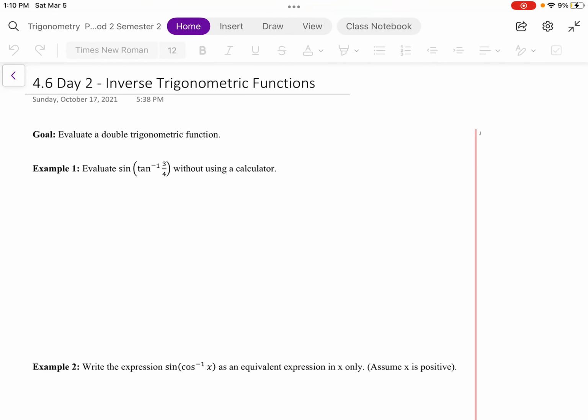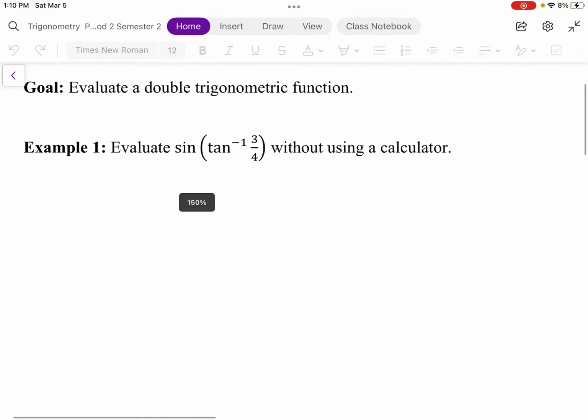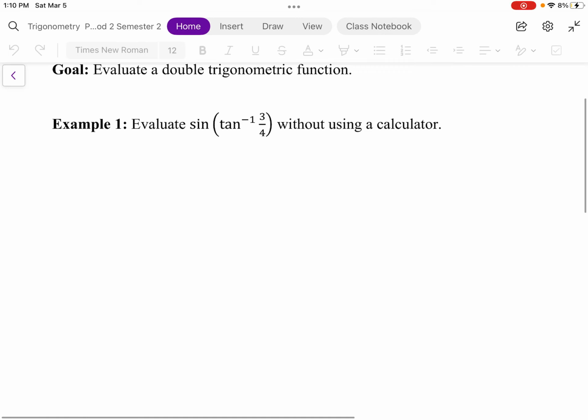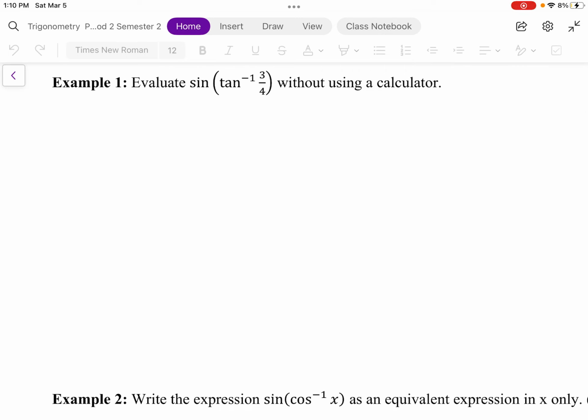4.6 day 2, we are still going to be working with inverse trig functions. So today our goal is to evaluate a double trigonometric function. And example 1 is what a double trigonometric function is. It's when you have a trig function inside of a trig function. And we are going to be evaluating sine of the inverse tangent of 3/4 without using a calculator.